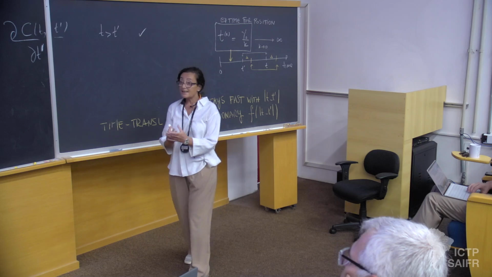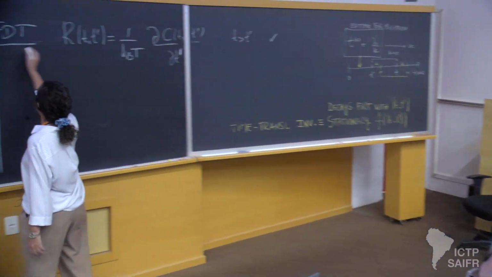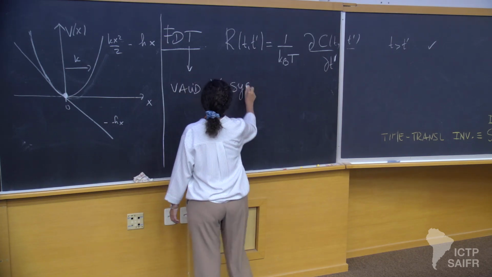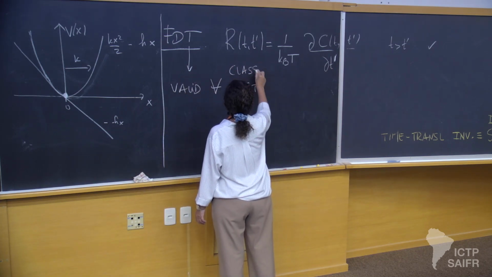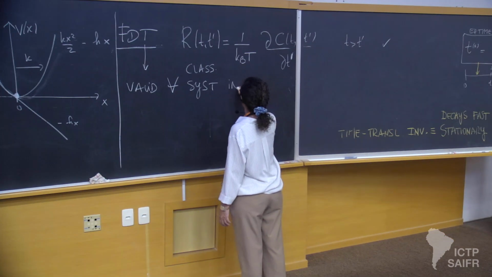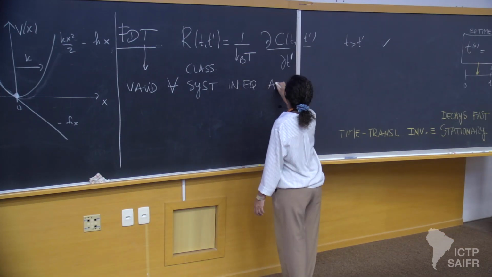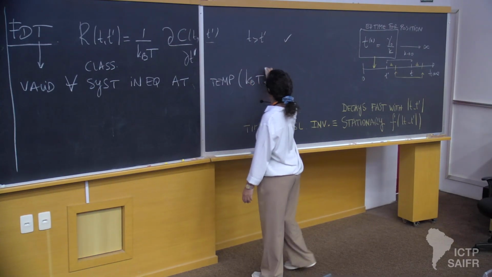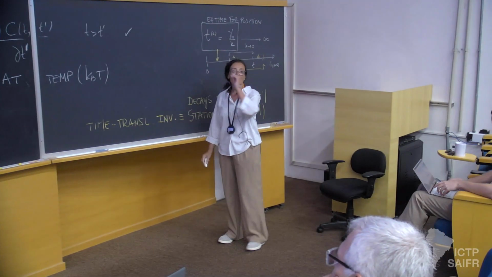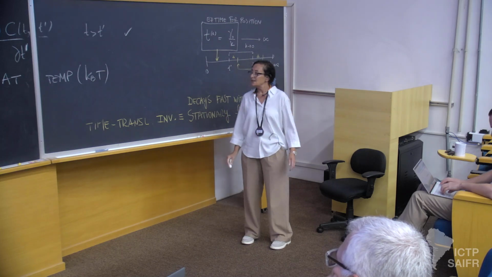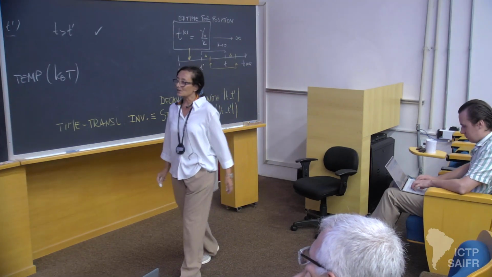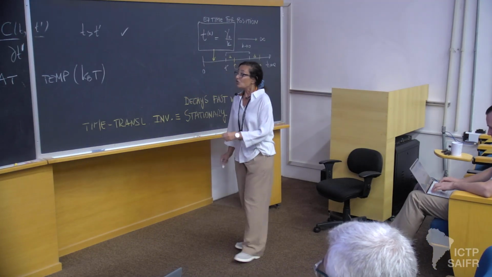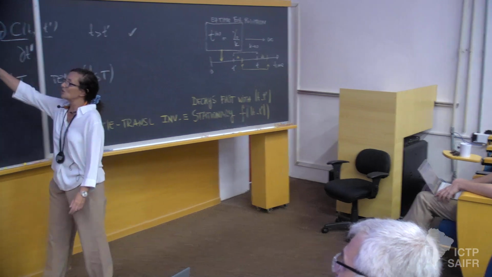But it turns out that this is valid. It's a theorem. So it's valid for all classical systems. The quantum version is slightly different. Systems in equilibrium at temperature kBT, and this can be proven in different ways. I'm not going to give you the proof because it would take a little bit of time, but you can find it in different places, and there are many reviews and so forth. So you see, the interesting thing is that it doesn't depend on the potential.